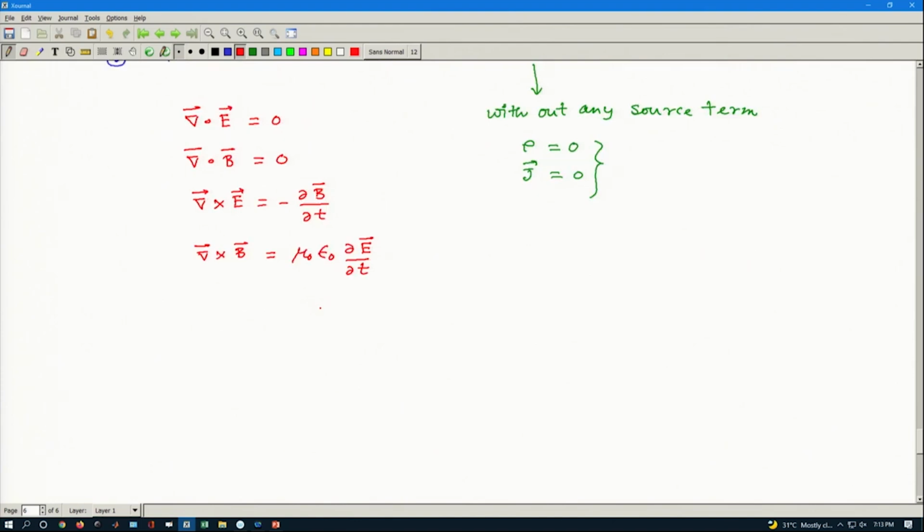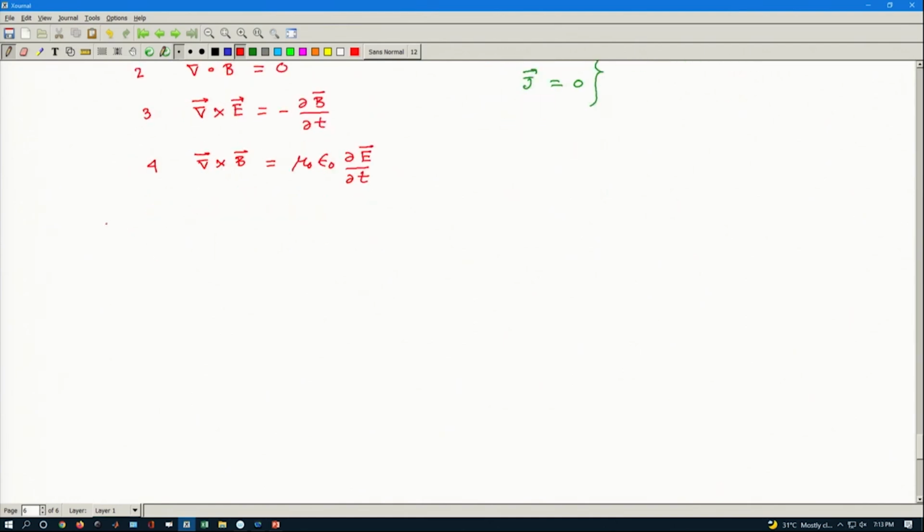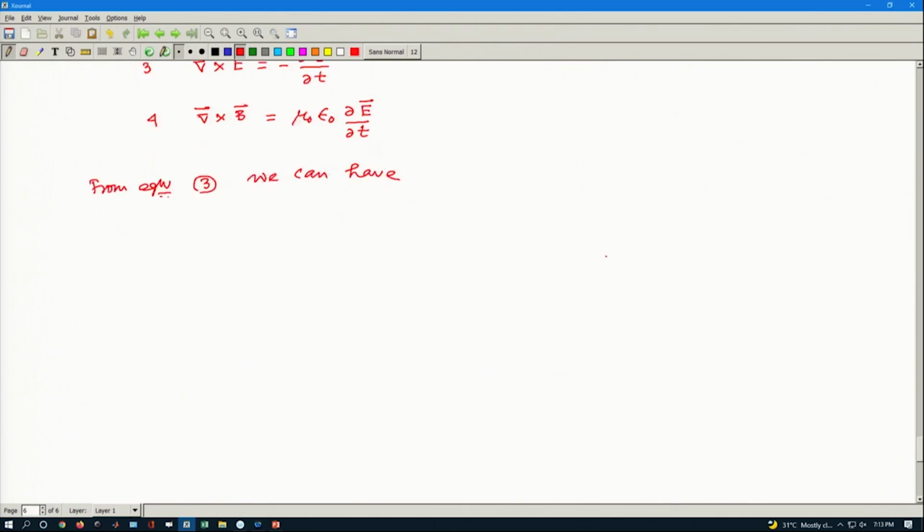Now, we are going to exploit these equations. So, this is equation 1, this is equation 2, this is equation 3 and 4. So, from equation 3 we can proceed: we take the curl of both sides. So far we were dealing with the divergence of both sides and checking that the left hand side and right hand side are consistent or not. But now we take the curl on both sides.